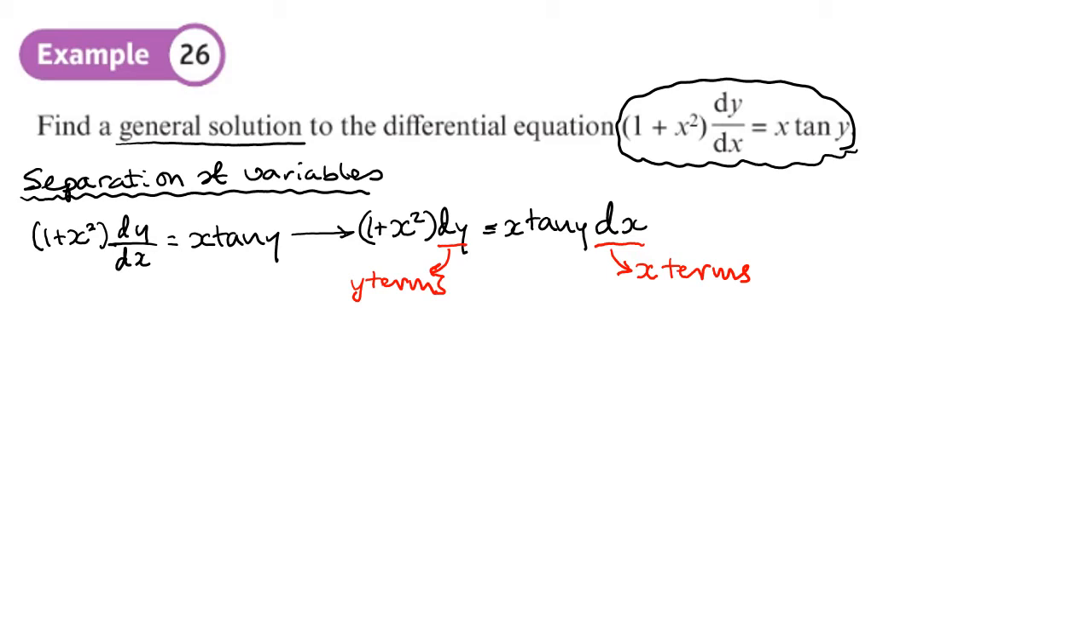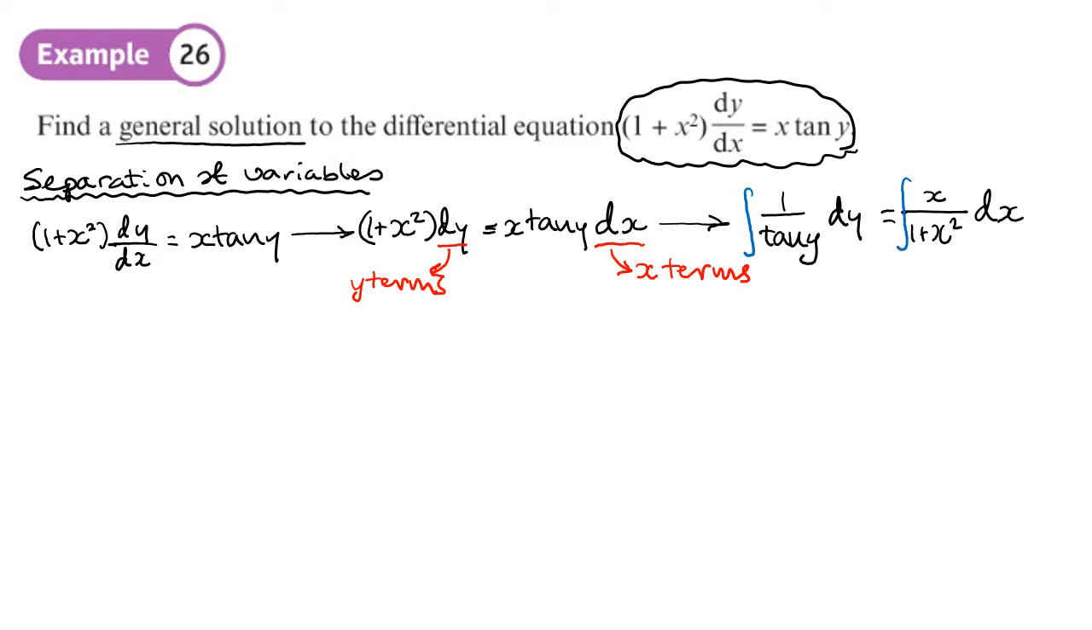So if we get all the y terms over to the left, that means we're going to have 1 over tan y dy, and then if I divide both sides by 1 plus x squared, I'll have x over 1 plus x squared dx. Okay, so we've now separated out the variables. The next thing we do is we integrate both sides. So you just put an integration symbol in front of both sides like that.